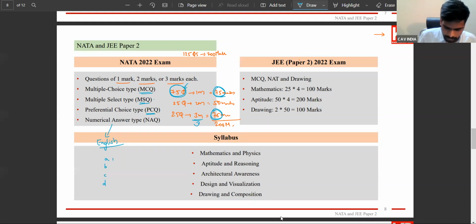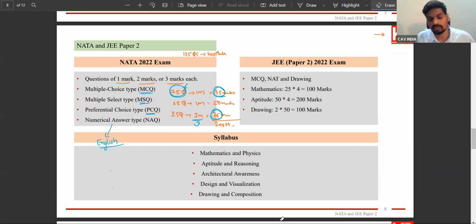Option A is 10, option B is 20, this is 30, and this is 40. So each option will have different marks. Say for example the answer for a question is 30. If you select 30, you will get your full marks of 3 marks. If you select 20, you will be given 2 marks. If you select 10, you'll get 1 mark. If you select 40, there will be no marks given. So it is a preferential choice. Depending on the option, you will be allotted marks in a partial manner also.